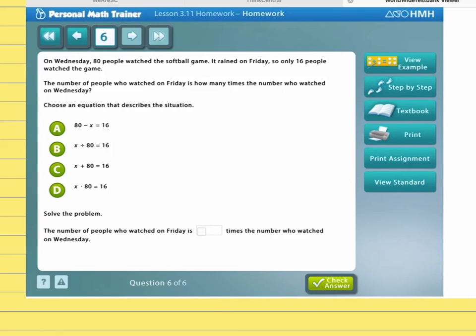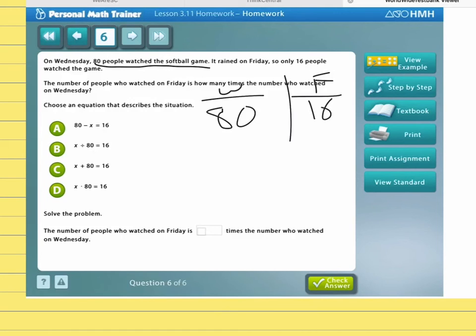Let's unpack our final question for the homework. On Wednesday, there's 80 people that watched a softball game. So there's 80 people here on Wednesday. Just drawing a picture. It rained on Friday. So here is Friday, and only 16 people went to the game on Friday.